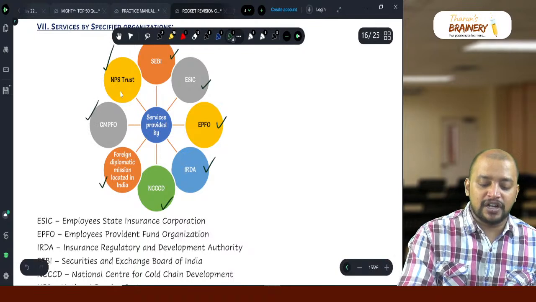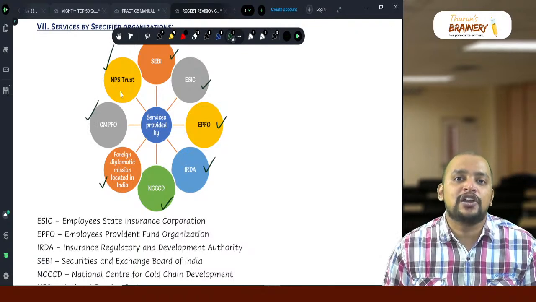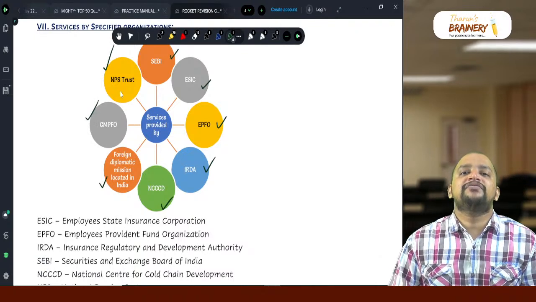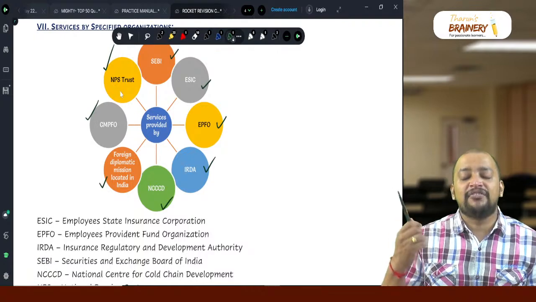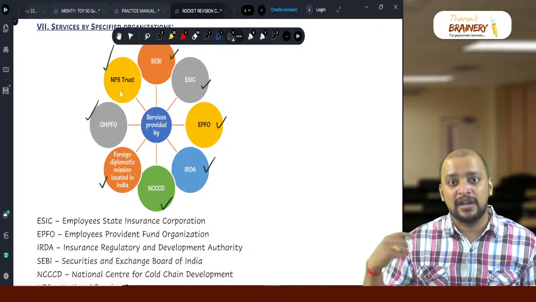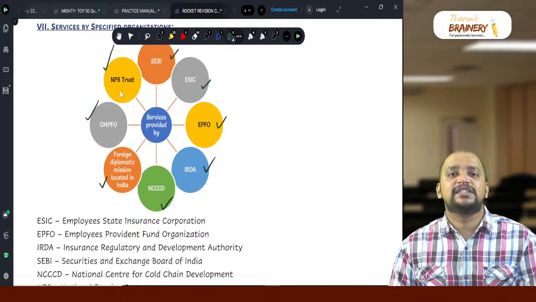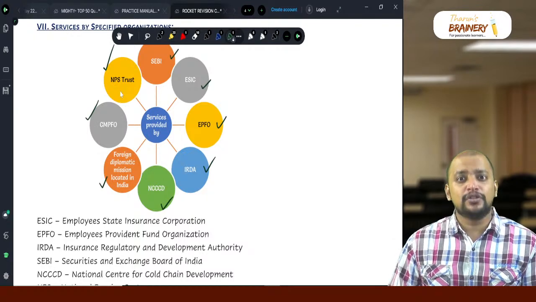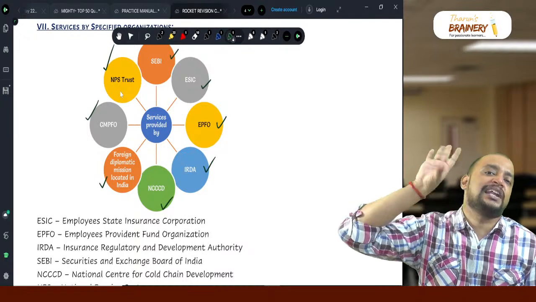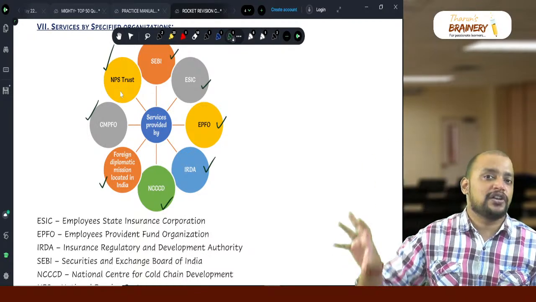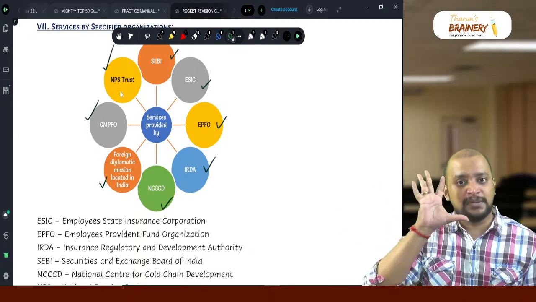Then CMPFO refers to Coal Mine Provident Fund Organization. Like EPFO, Employees' Provident Fund Organization, for workers working in coal mines there is a provident fund. That is CMPFO, and the PF contribution collected is exempted. So for these specified organizations, any amount collected by them is exempted.